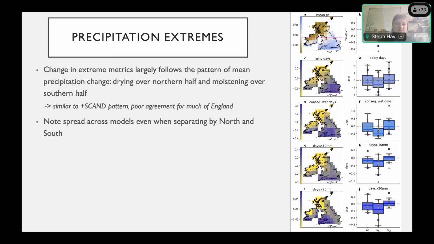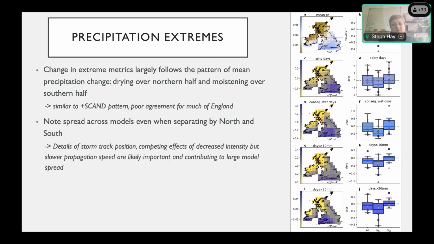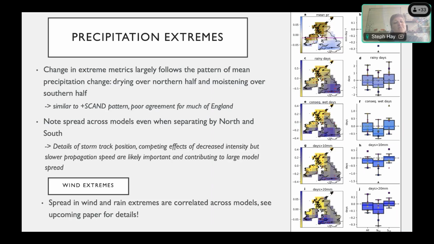Even when you separate by north and south, it's really no more clear. There's just too much model spread. We think that probably the storm tracks are really quite important for determining this pattern, and that we need to understand those a bit better to be able to understand this better. In terms of wind extremes, they're well correlated with these rain extremes, actually. So when we have our paper out, maybe you can look into that in a little more detail, but I won't go into it now.